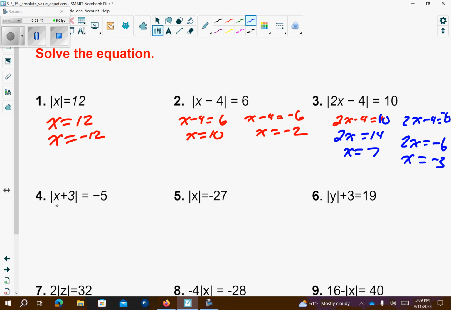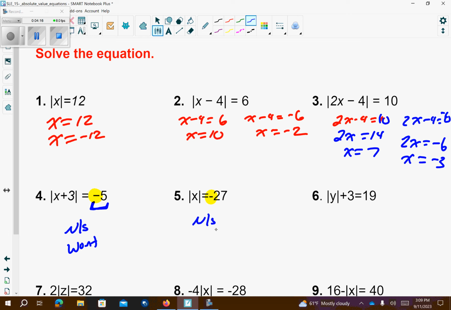Okay. Now this one, this is what I want you to see. Distance, that's going to be negative. This is no solution. There's not a number that will work. And the reason this takes place is this says, hey, what's negative 5 away from a particular number? That can't happen. It's the same thing on number 5. If you have the absolute value equal to a negative number, there's no solution.